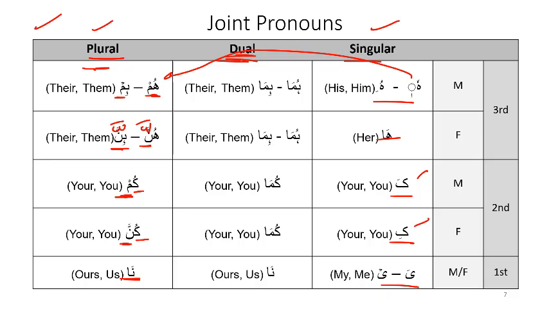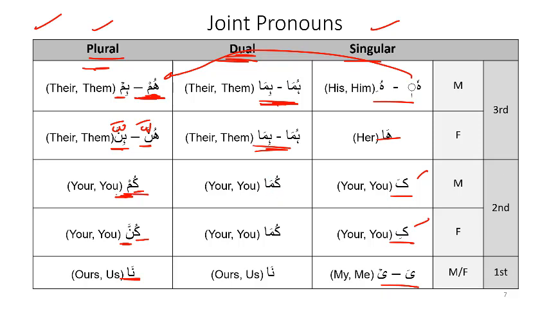With the dual, one thing to notice is that male and female is the same. So if we are talking about third person, we have huma. So kitabu huma would mean their book, where we are referring to two people, and it doesn't matter whether we are talking about two men or two women. And the way you can remember this is take the male hum and then just add an alif for the dual. And then for second person, the idea is the same.